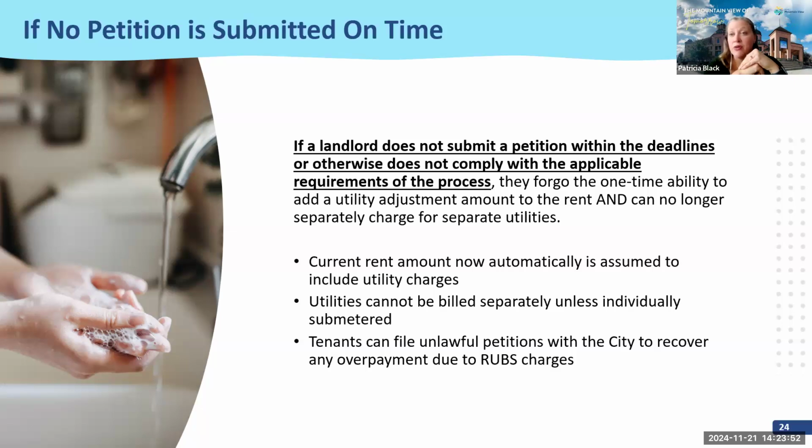And if you forego this one-time process and you don't include utilities in your rent during this process, you will be subject to unlawful rent petitions where tenants can recover whatever they've overpaid in rent through the RUBS systems since the start of the CSFRA. So it could be quite a big amount of money that you could owe back if you don't do the petition process and you're required to do it. So just keep that in mind.